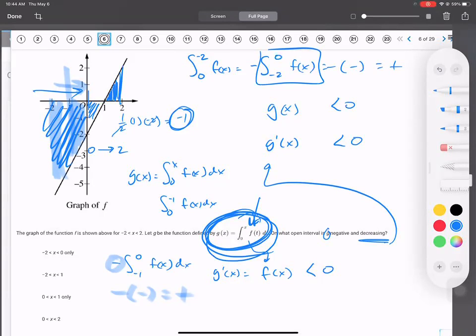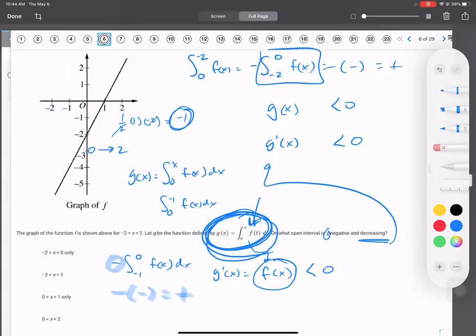Now, of this point 0 to 2, which of this is decreasing? Which of this has f as a negative value? Well, it looks to me the actual graph values are all negative. Just here, negative, negative, negative, negative, negative, negative, negative. So my answer, I would say, is from 0 to 1.